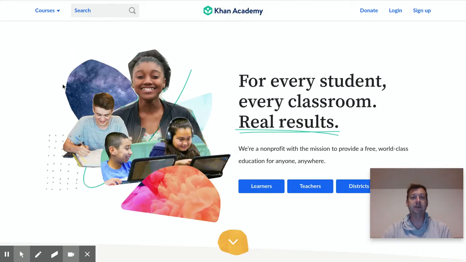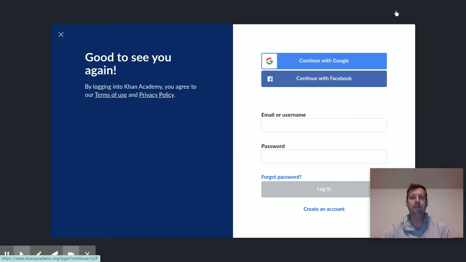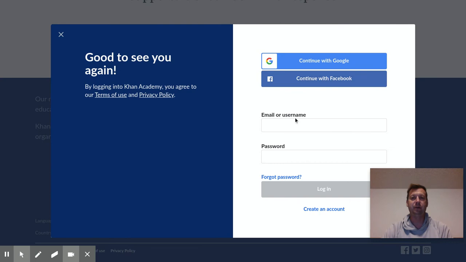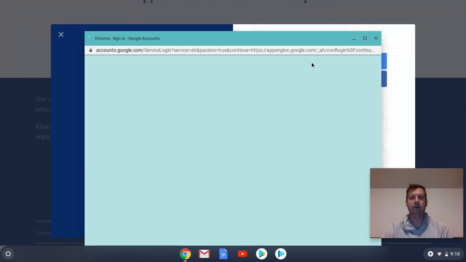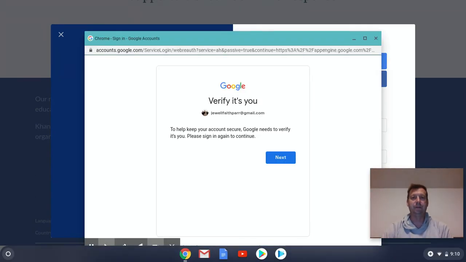So here is what Khan Academy's homepage looks like. This is how you log in too. Come up here, click the word login. Then don't type anything right here. Just click this little nifty button. If you are logged into your Chromebook with your Google account at school, it will work.